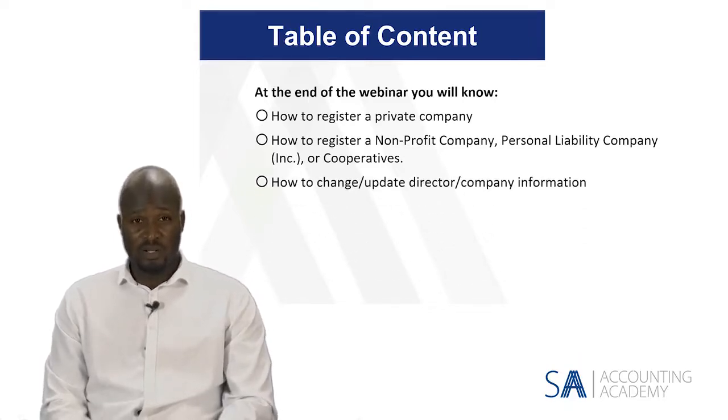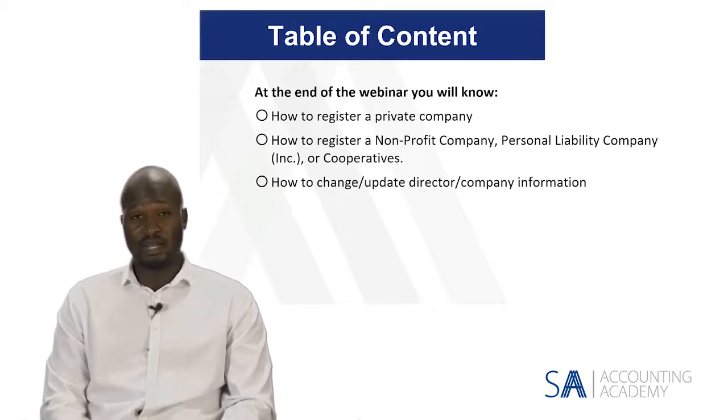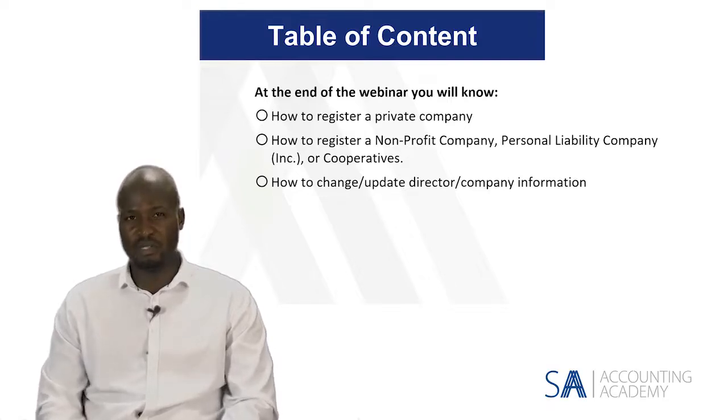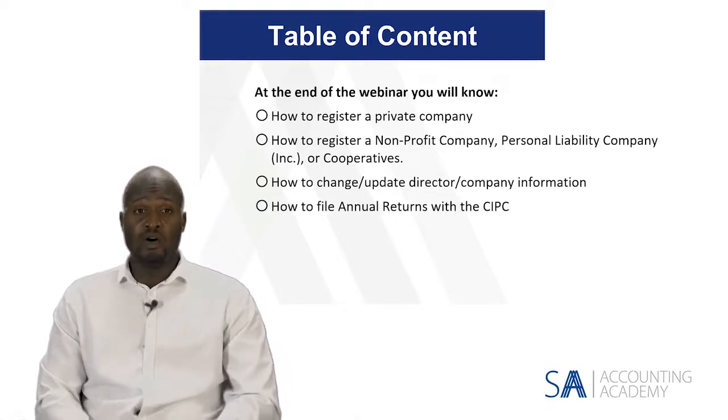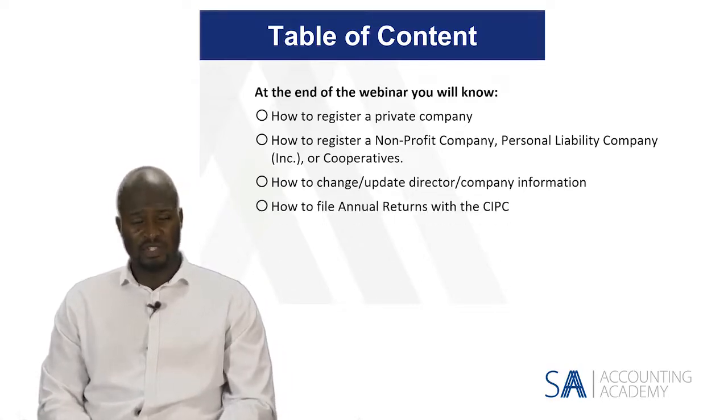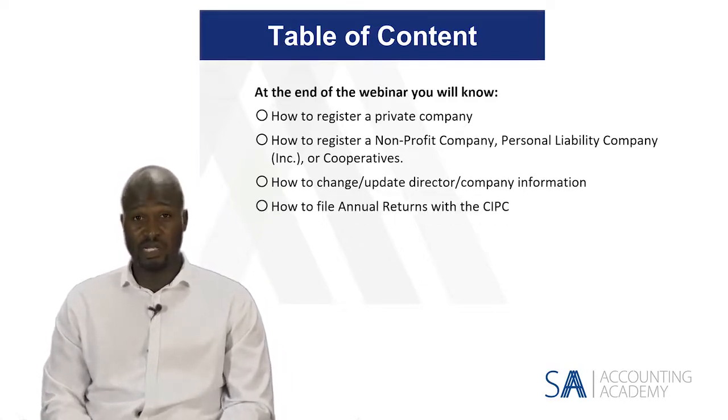And again, we'll take you through the processes of how to change or update director or company information. Remember, there are companies that have been running and operating, even if they are dormant. Somebody wants to change the name of the company. Somebody wants to change directors. We'll show you how everything is done today. That is one of the purposes of today's learning. Also, how to file annual returns with the CIPC. That's another thing that we're going to show you today.